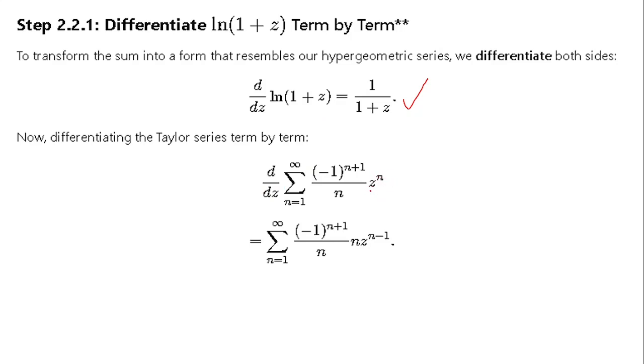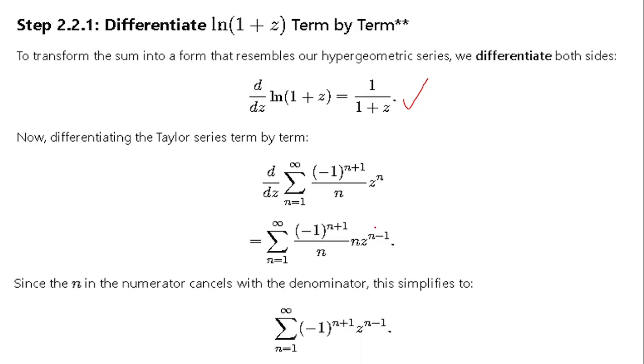So this will become n z raised to the power n minus 1. So this is correct, right? Yes, sir. Perfect. Since n in the numerator cancels with the denominator, this one cancels with this, then we arrive at this. Is there any problem there?